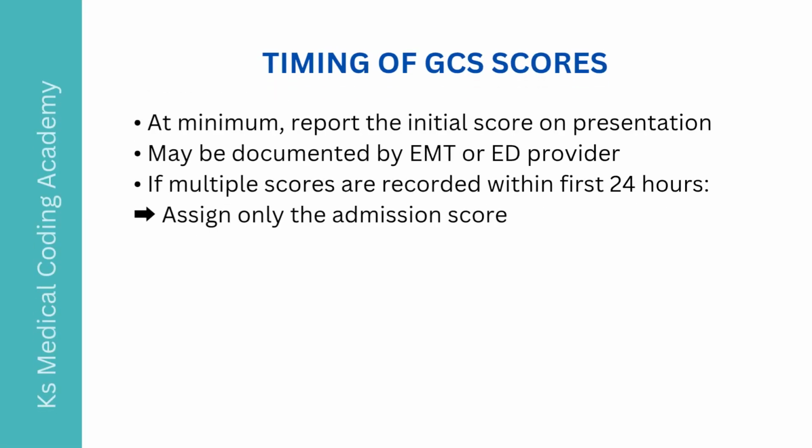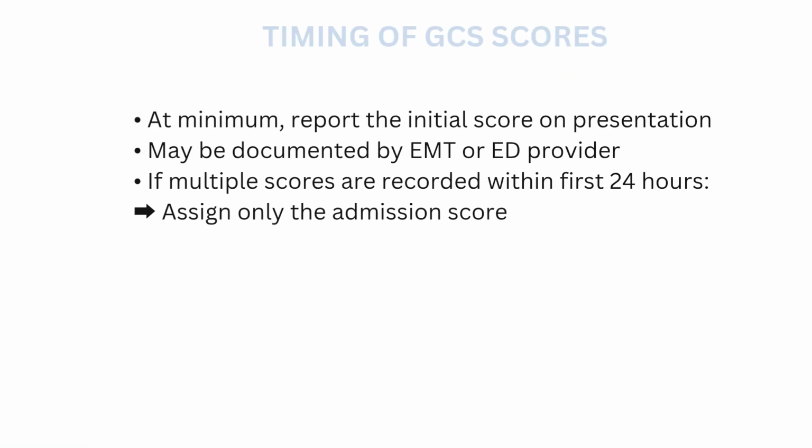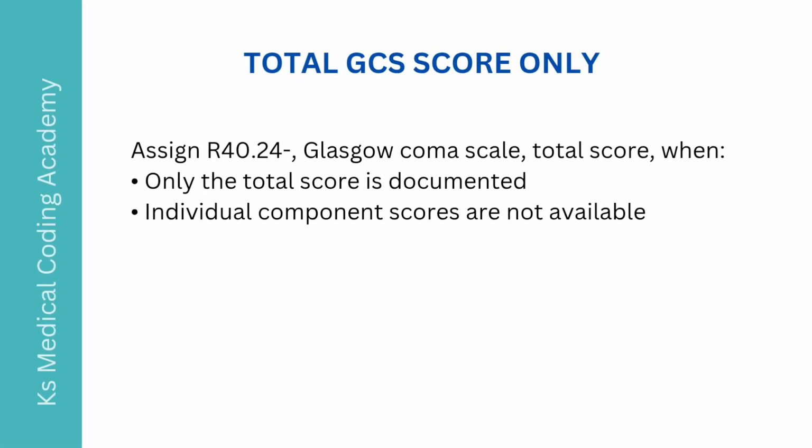Timing of GCS scores. At minimum, report the initial Glasgow Coma Scale score documented at presentation. If multiple scores are recorded within the first 24 hours, assign only the score at the time of admission. Total GCS score only. When only the total Glasgow Coma Scale score is documented, assign R40.24, which represents the total score without individual component values.